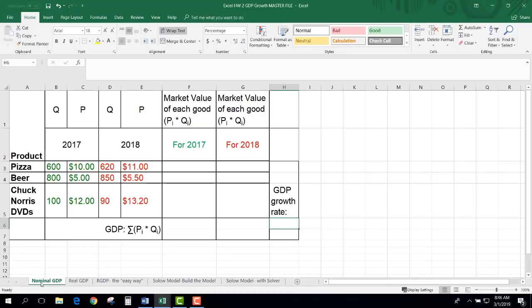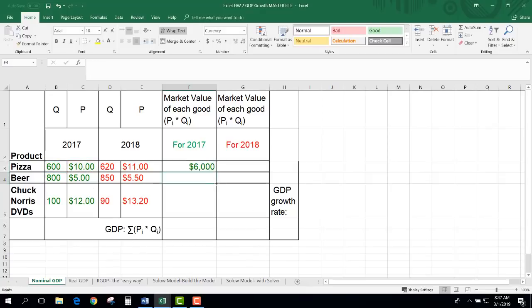First tab we have here is calculating nominal GDP for our simple economy, only 3 products, 2 years. And you'll notice here, remember that GDP is the sum of price times quantity. So I have the quantities and prices for each product for each year. So in 2017, this economy produced 600 pizzas at $10 each for a total of $6,000 worth of pizza, right? That's going to be the 600 pizzas times the $10.